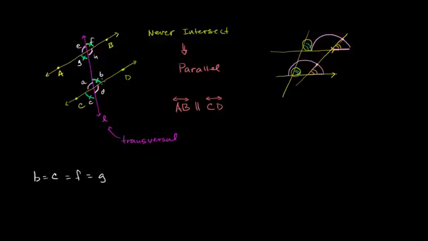Now you don't have to know that fancy word, alternate interior angles. You really just have to deduce this, what we just saw over here. Know that vertical angles are going to be equal and corresponding angles are going to be equal. And you see it with the other ones too. We know that a is going to be equal to d, which is going to be equal to h, which is going to be equal to e.